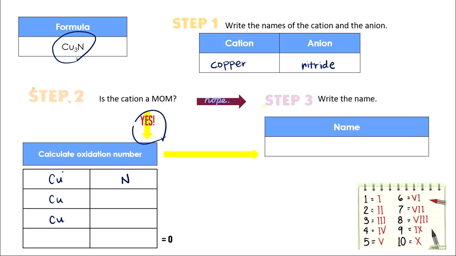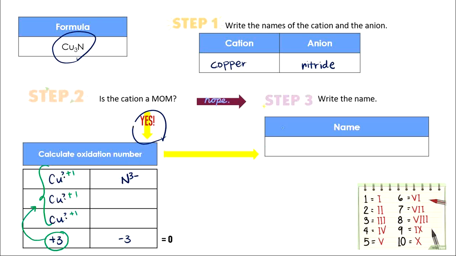Do we know the oxidation number of the copper? No, we don't. So we're going to write question marks here. But we do know nitrogen's oxidation number, and that's 3 minus, or minus 3. So the total charge of the anions is minus 3. That means the total charge of the cations has to be plus 3. So if there are 3 coppers and it has to equal a total of plus 3, what is the oxidation number for each of the copper atoms? Plus 1. 1 plus 1 plus 1 is equal to plus 3.